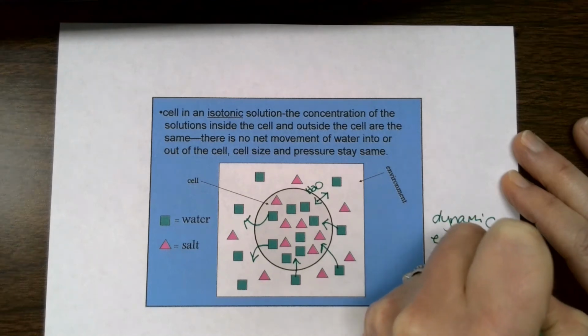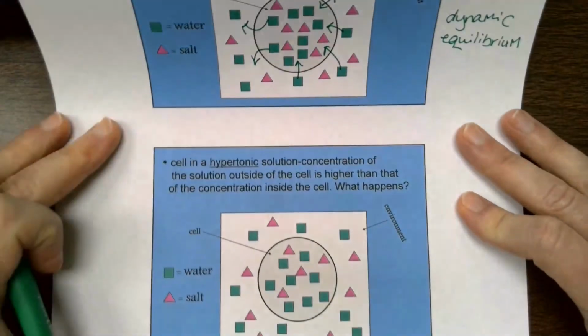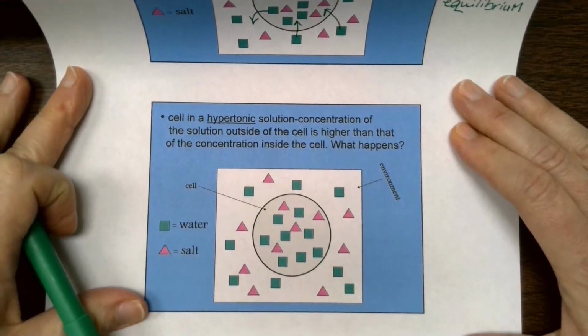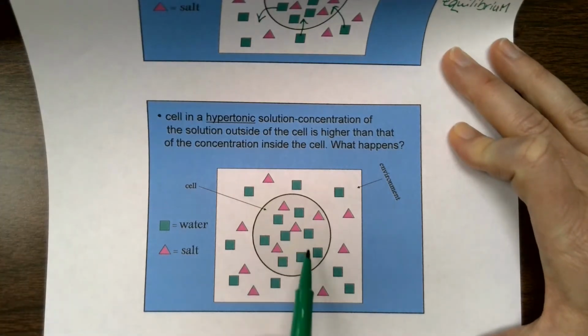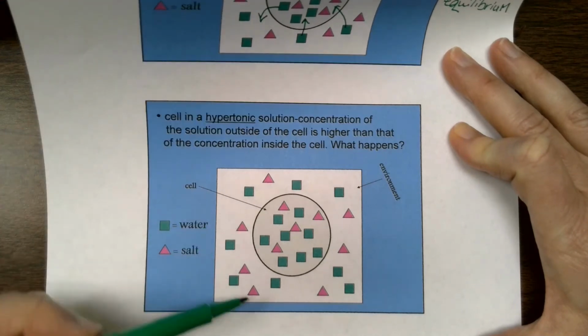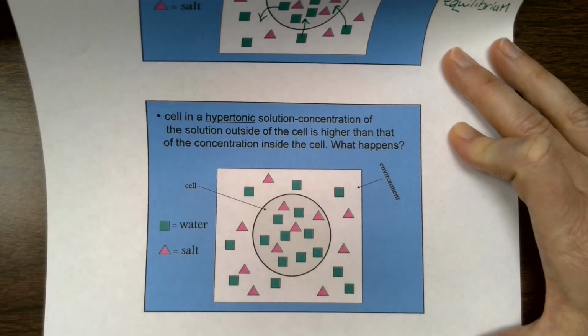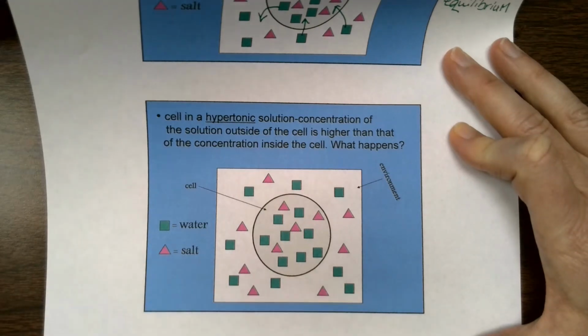I think I spelled that correctly. Yep. All right, so what happens if a cell is put in what's called a hypertonic solution? Here, if you count again, we've got 8 waters on either side of the membrane. In this case, we've got 7 salts on the outside and 4 salts on the inside. If you imagine binding a salt with a water, there's going to end up being more free water on the inside of the cell than on the outside.